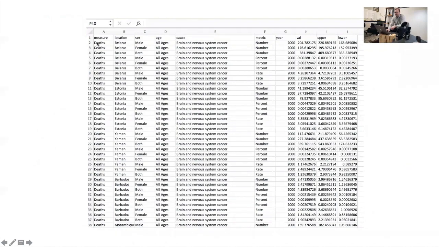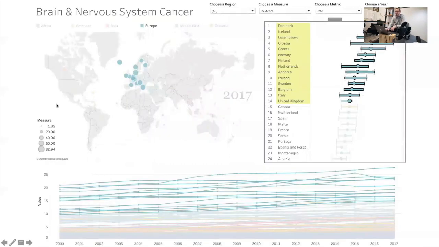Notice that it's got the country, and then it actually breaks it down male or female, as well as all. Then I can look at the number of cases, the percent of cases, the rate of cases. We can take a look at deaths, or, as you can see if I scroll down even lower, incidence and prevalence. All 3 are in there. It's a really cool data set, very powerful data.